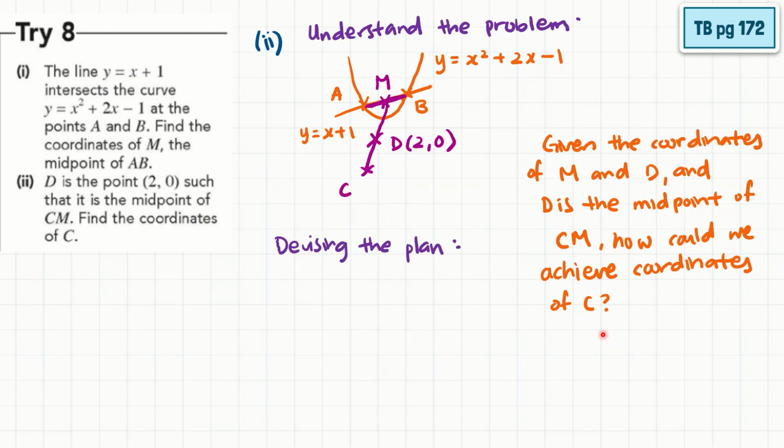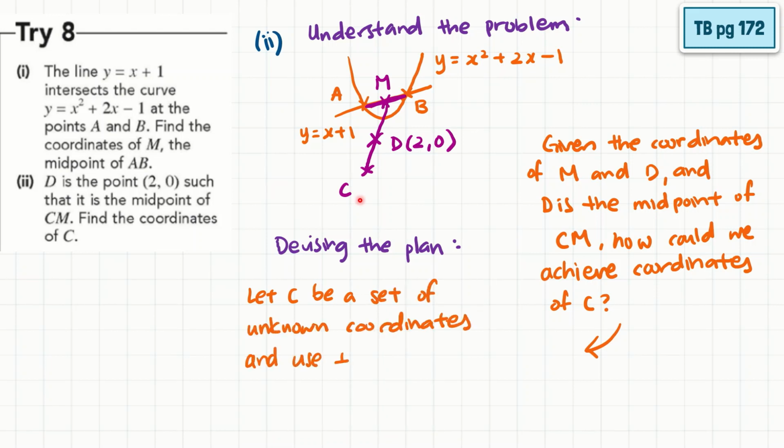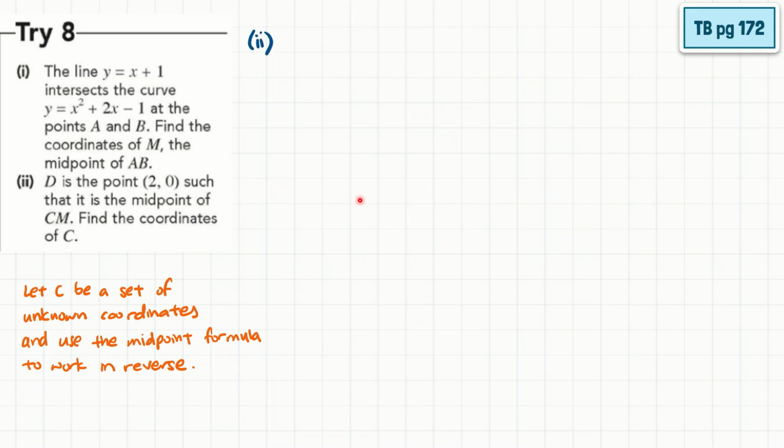So to come up with the plan that we have, we will be letting C be a set of unknown coordinates, for example, because I want to use the midpoint formula. But I'm going to use the midpoint formula in a reverse process because I now already have the midpoint. I just do not know what are the coordinates of C. So my plan is, let C be a set of unknown coordinates and use the midpoint formula to work in reverse. Alright, so with this plan, how would that be? I will let coordinates of C be (A, B).